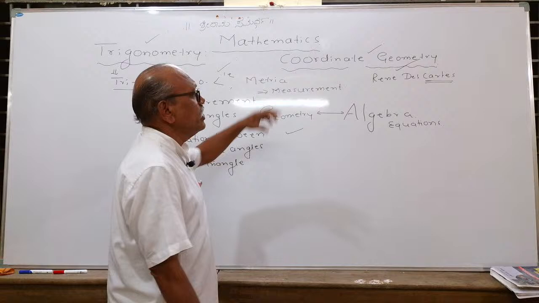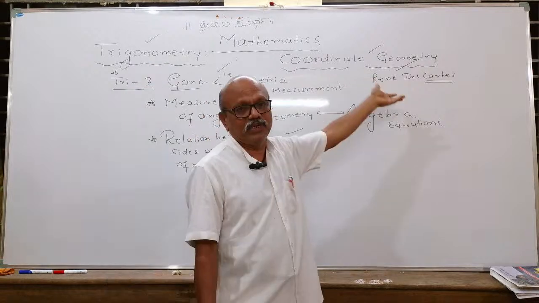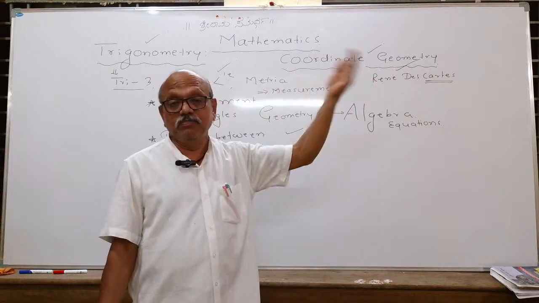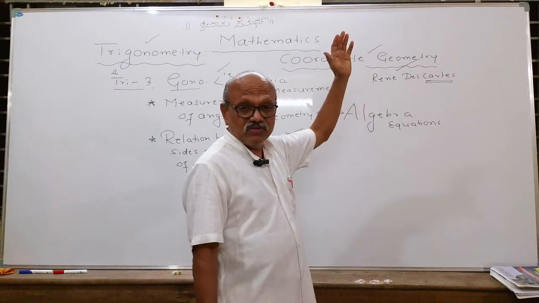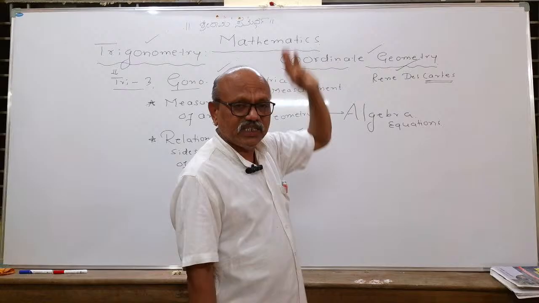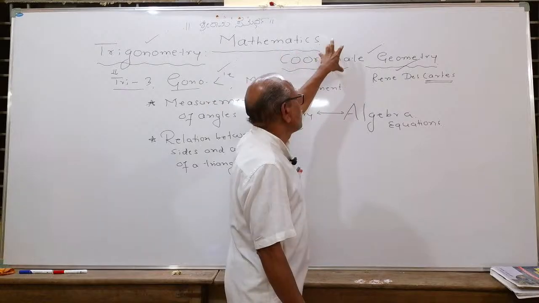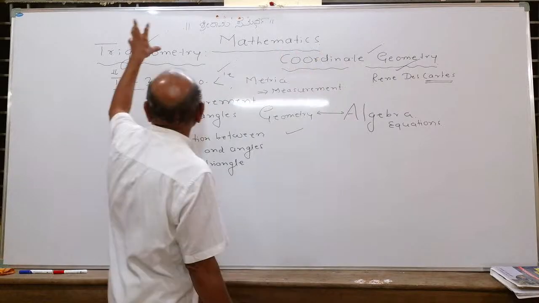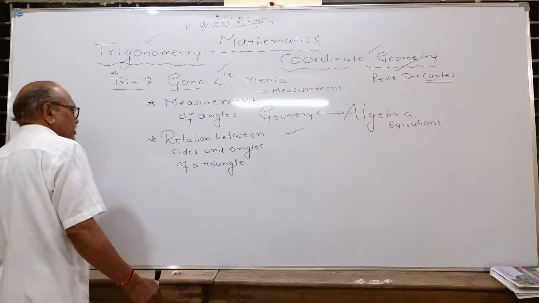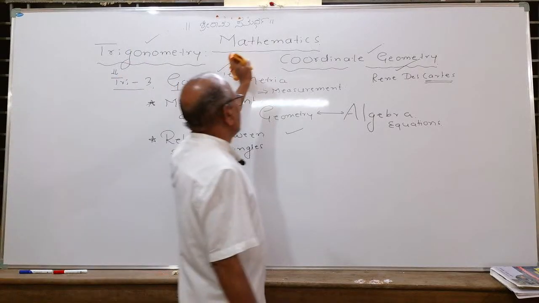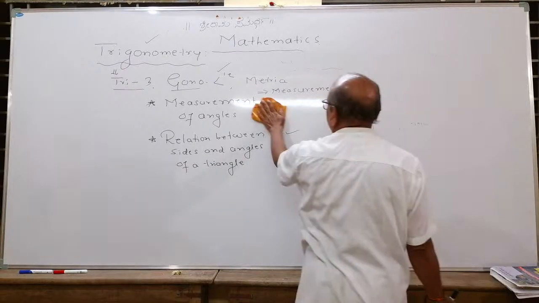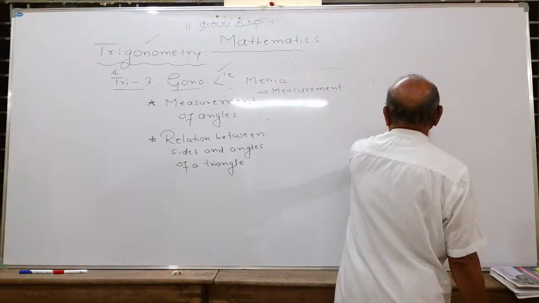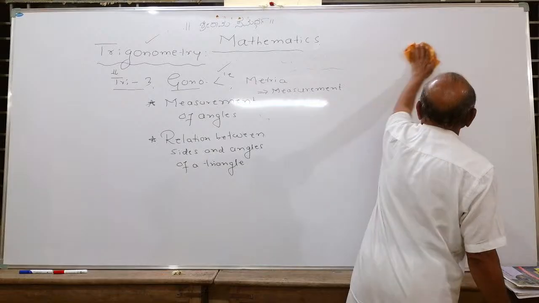Even coordinate geometry will also be developed into the study of ellipse, hyperbola, circle, right? Straight lines we will be learning in 11th standard. So therefore, basic concepts of coordinate geometry and basic concepts of trigonometry you have to learn first. I will come to coordinate geometry a little later. First of all, let us come to the study of trigonometry. Trigonometry is the development of the geometrical figure, that is the triangle.